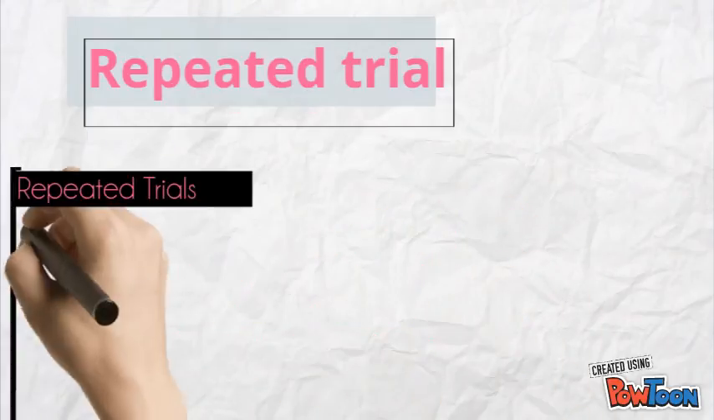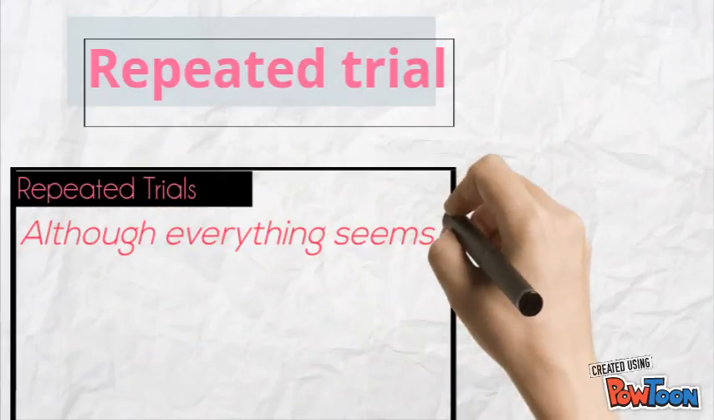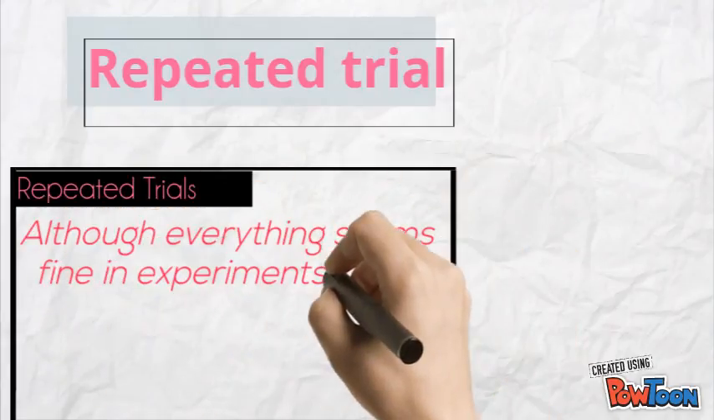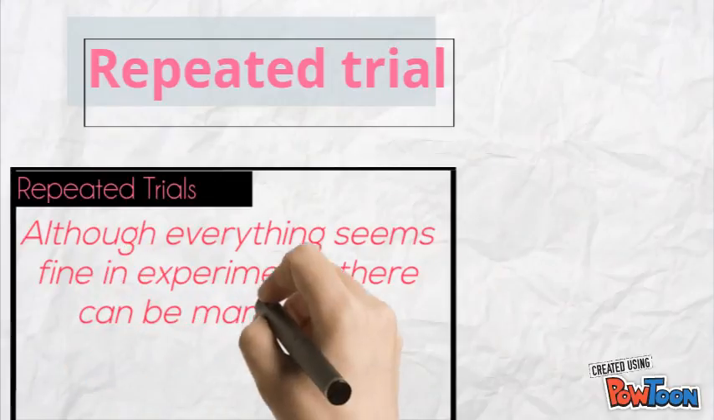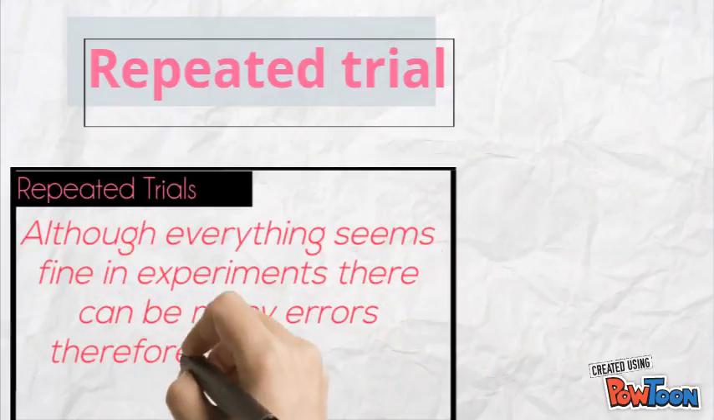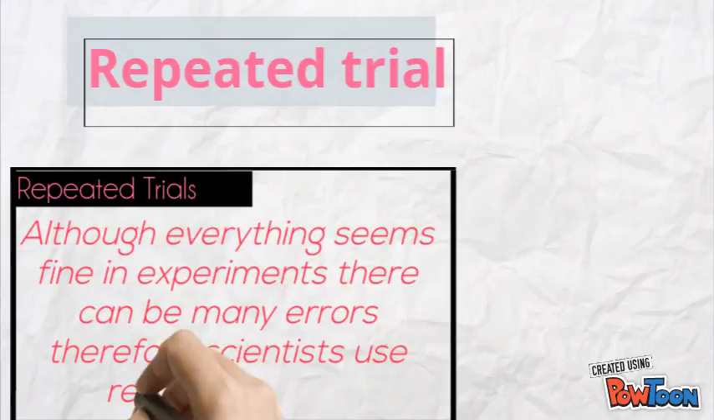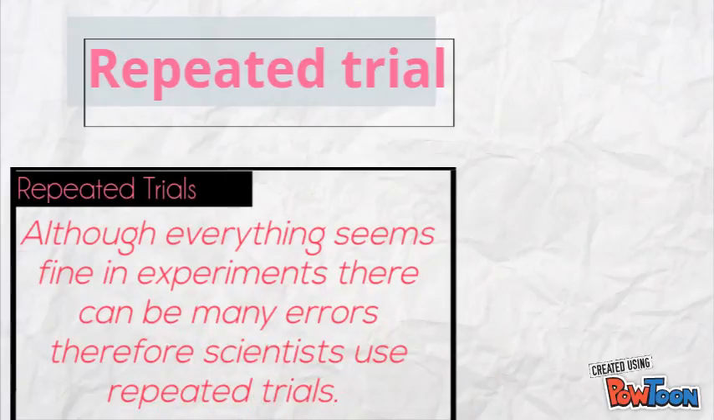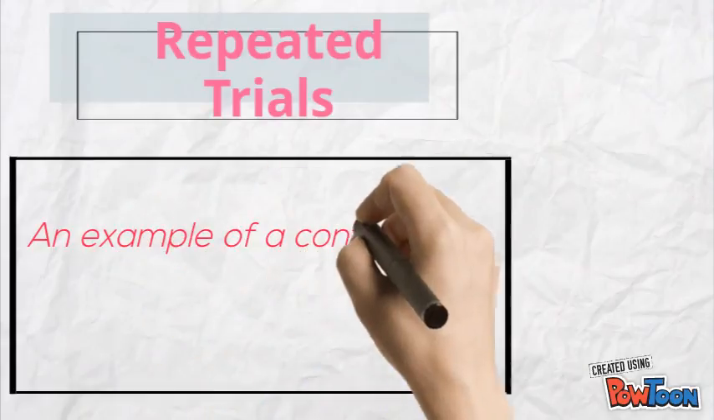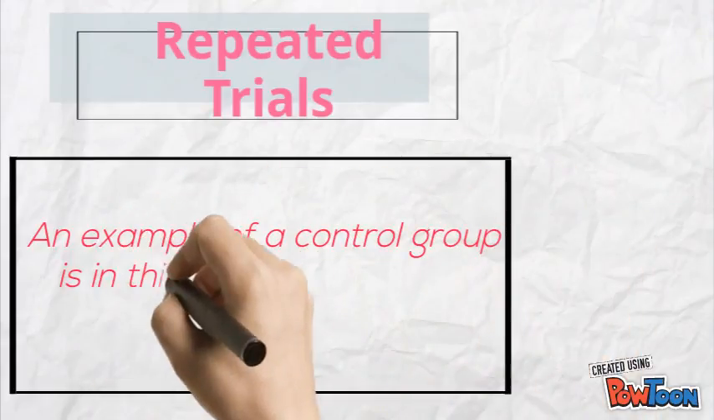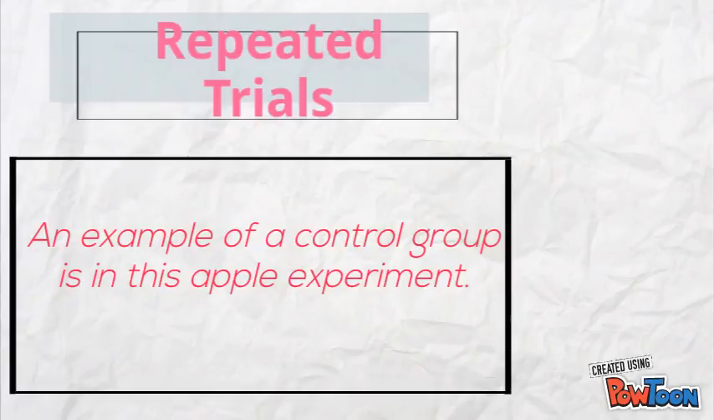Although everything seems fine in an experiment, there can be many errors, therefore scientists use repeat trials. The concept of repeat trials is because you need to see that your result is accurate. An example of repeat trials is the apples experiment. You cut some apples and you have some left over, so you put them in the fridge. The next day you want some more apples, but they're yellow and brown, so you do some trials to make them not brown and yellow.